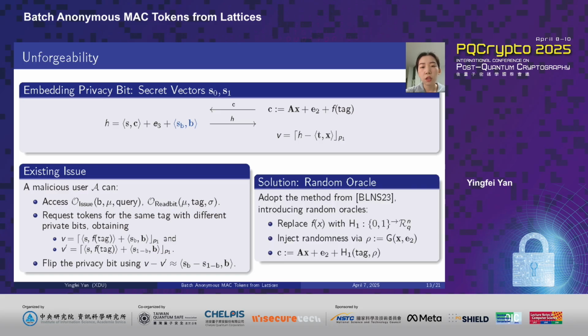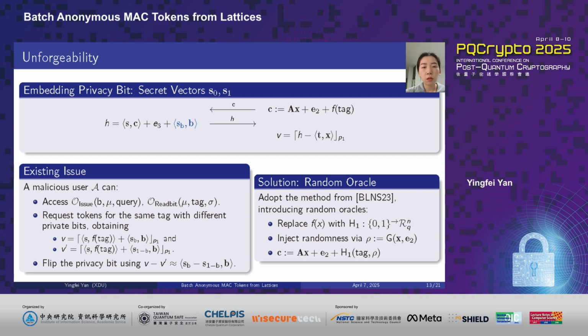So to eliminate this attack, we adopt BLNS23's method with two upgrades. First, we replace the F(x) with a hash function hash1 mapping to R_q^n, and we inject randomness via a hash G, by rho equals hash G of x and e2. This deterministically binds the client's noise e2 to their input x. So we redefine C equals AX plus E2 plus hash1 of the input tag and rho.